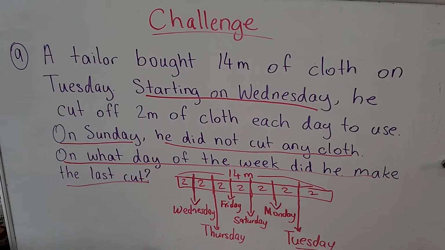So something important that we had to keep in mind was, in order for it to be 2 meters each, you don't cut 7 times, you cut 6 times. You had to remember that. And then you also had to remember that he did not cut on Sunday in order for you to get to Tuesday. Now that we covered that, let's open to our textbook.